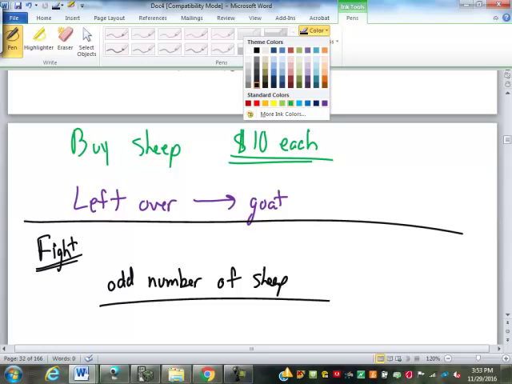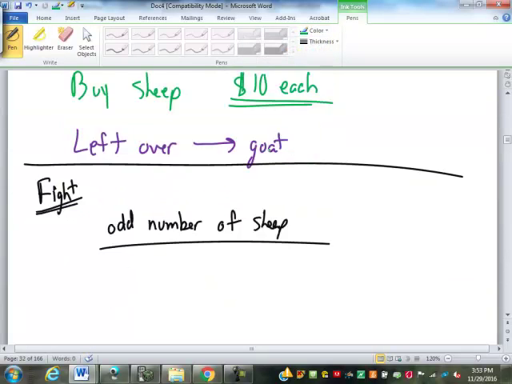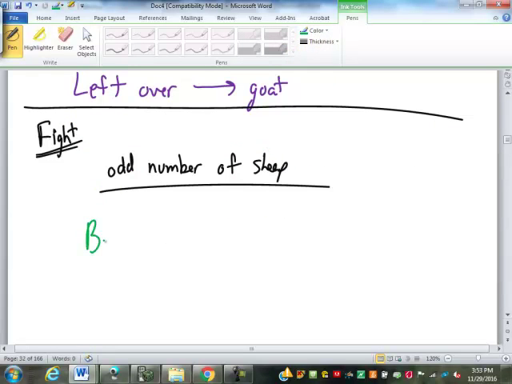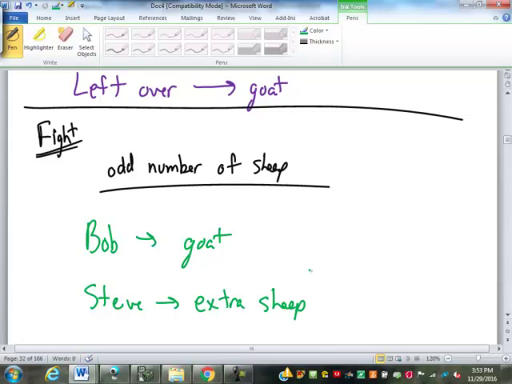So Bob bought this goat that he really likes. So what he does is, Bob's going to take the goat. Steve is going to get the extra sheep. To make it even, since we know the goat is worth less than the sheep, when they inherited the ranch, it came with a cattle dog, a herding dog. So Bob's going to get to keep the dog.